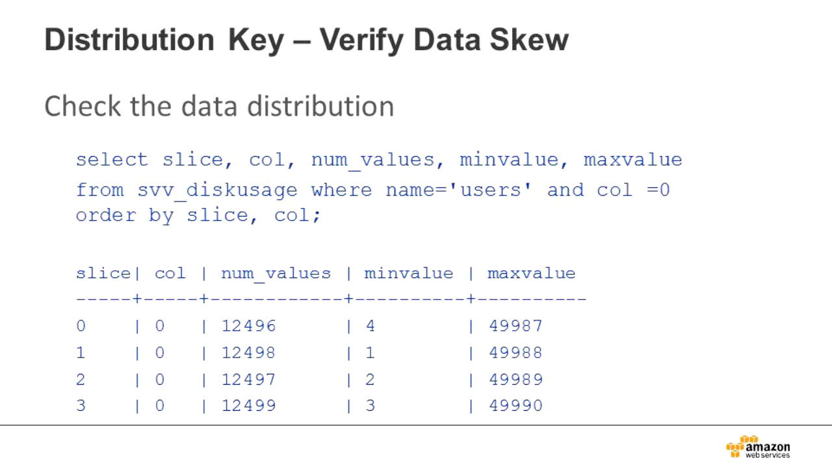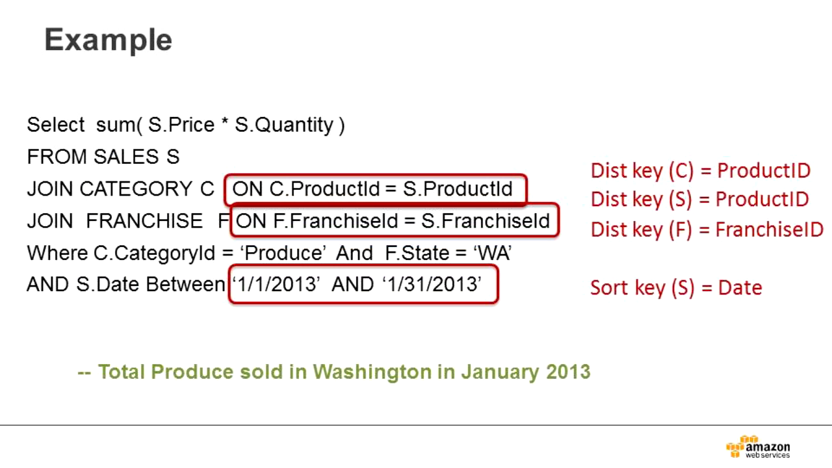And here I have an example. This is an oversimplified example just to drive home the point of how you go about looking at your queries. In this case, we are trying to figure out the total produce sold in the state of Washington for January.